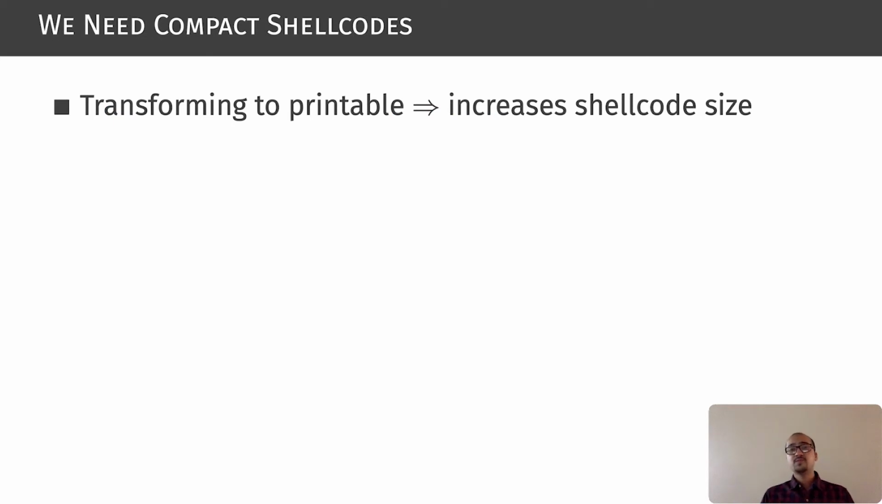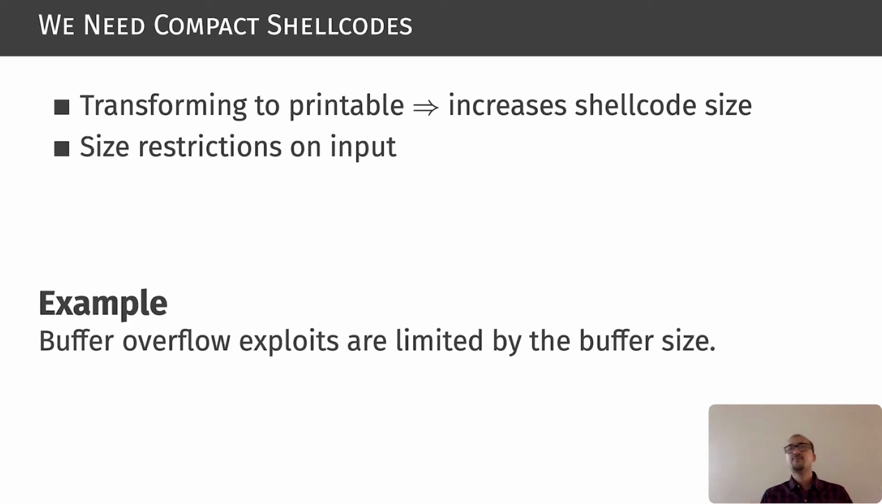So as we can see from the previous slide, transforming to these printable shellcodes typically increases the size of the shellcode. So this means that if we are, for example, trying to do a buffer overflow exploit, we will not be able to do it if our final printable shellcode is actually bigger than the buffer's size. However, if we have shorter shellcodes, they always fit inside smaller as well as larger buffers. So we get this win-win situation in which the shorter the shellcode size, the better.